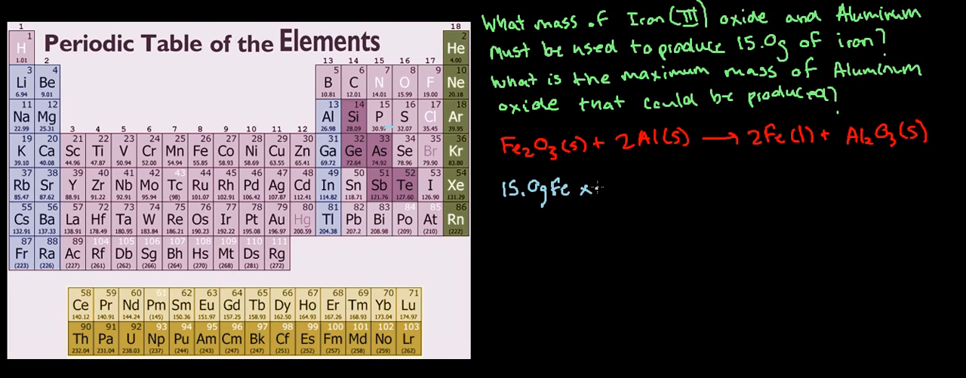Grams of iron, and the molar mass is 55.85 grams per mole. This is going to give me 0.269 moles of iron. Now I need to do a mole-to-mole ratio to figure out how many moles it takes of each of the reactants to get this 0.269 moles of iron. First, I'll do aluminum because that's the easiest one.